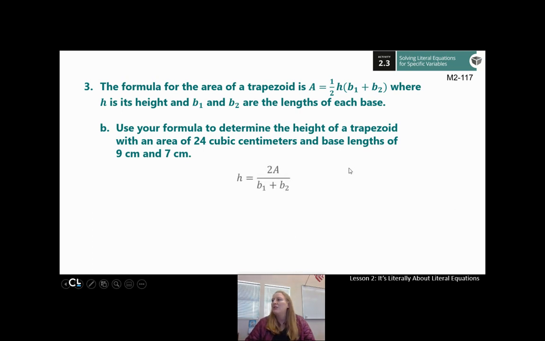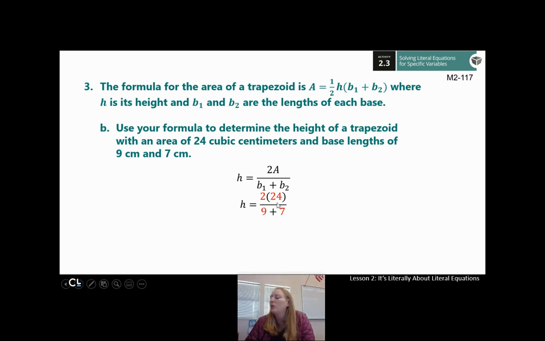All right, here's my formula. I'm going to plug in. I know that the area A is 24. I know that one of my bases is 9, and I know the other base is 7. So I'm going to plug everybody in. And at this point, I need to clean up. Please remember to take care of the top guy and take care of the bottom guy. Dividing should be the last thing you do. I think most of you are pretty good about that.